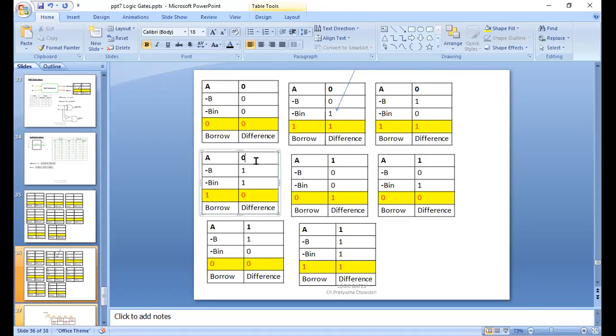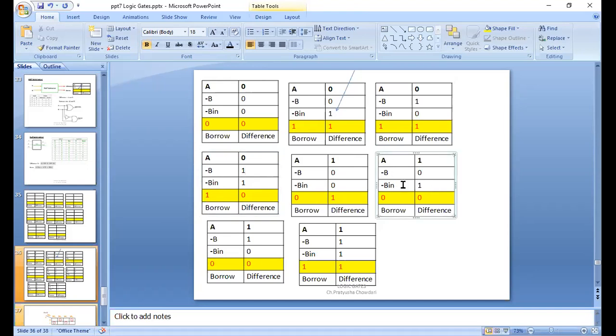Next, A minus B, 0 minus 1. You cannot perform this, so you require a borrow. So the borrow bit becomes 1. So this is 2 now. 2 minus 1 is equal to 1. So 1 minus 1 is equal to 0. Next, 1, 0, 0. 1 minus 0 minus 0, the difference is equal to 1 and borrow is equal to 0.